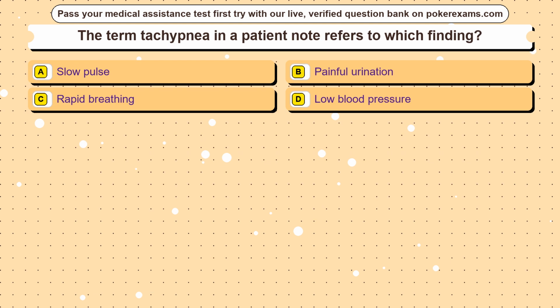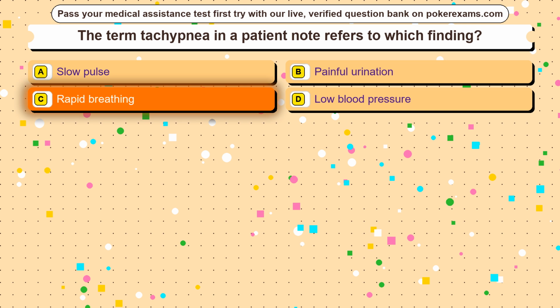Question 57. The term tachypnea in a patient note refers to which finding? Option A, slow pulse. Option B, painful urination. Option C, rapid breathing. Option D, low blood pressure. The correct answer is option C, rapid breathing.